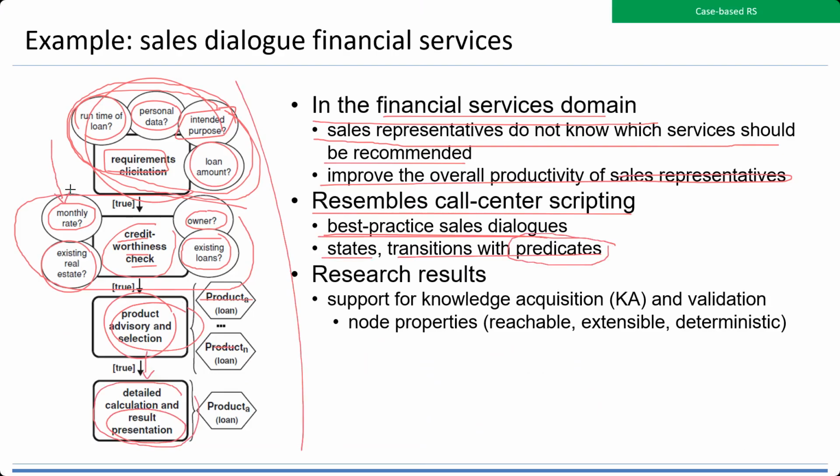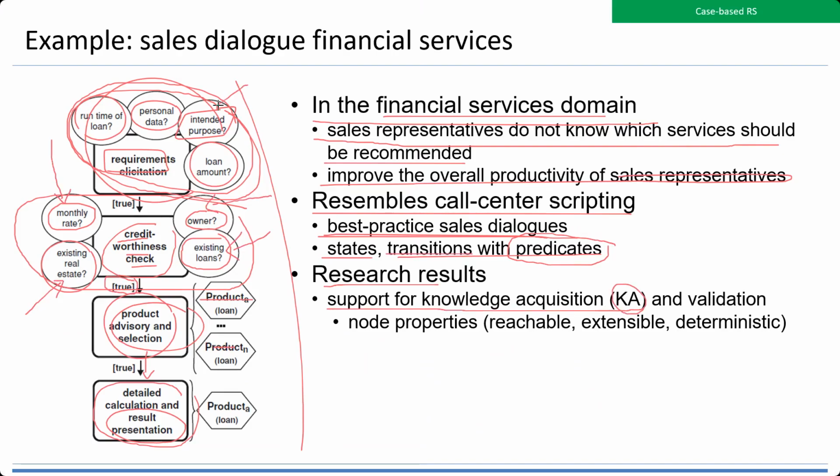Question: monthly rate. How big is the monthly rate? Who is the owner? Is there any existing loans? Yes, true. Is there any existing real estate? Yes, true. So if it is true, true, true, true, and true, then we go to the next. So the research result from this example supports knowledge acquisition.